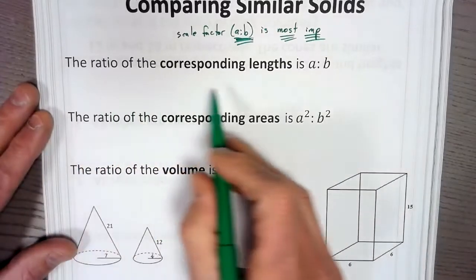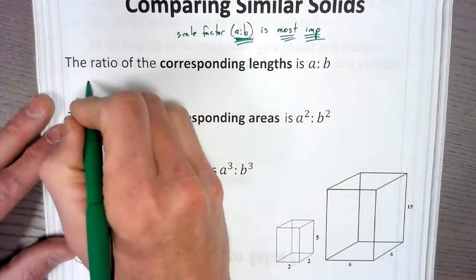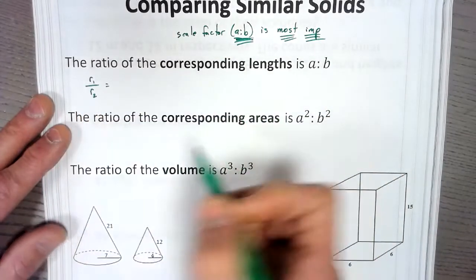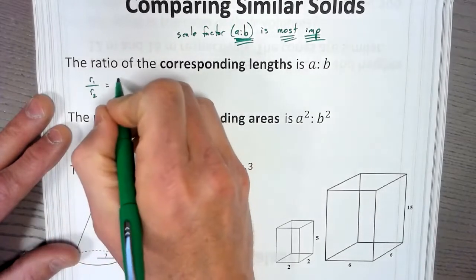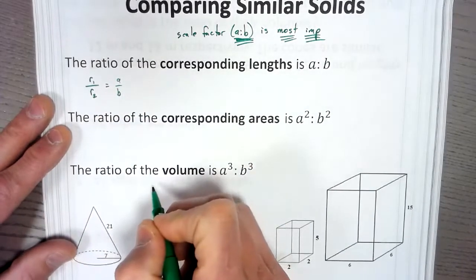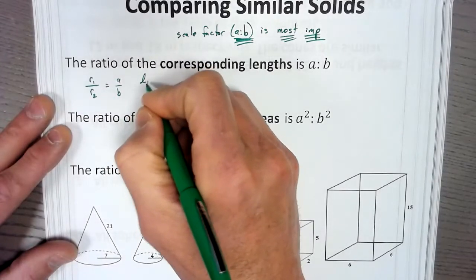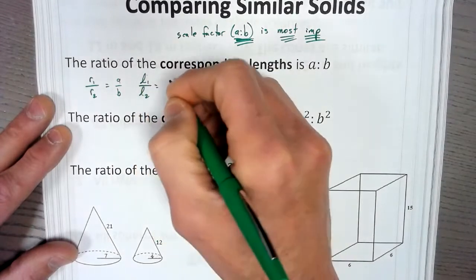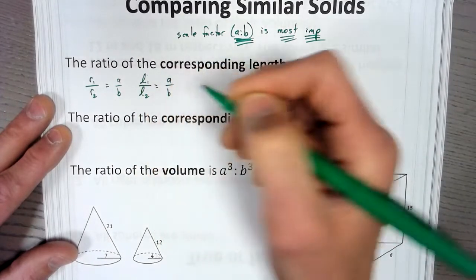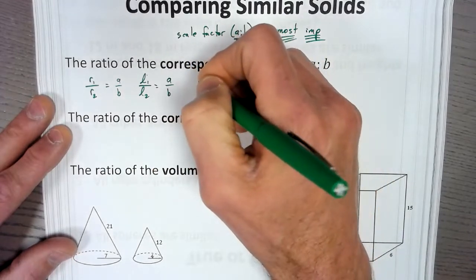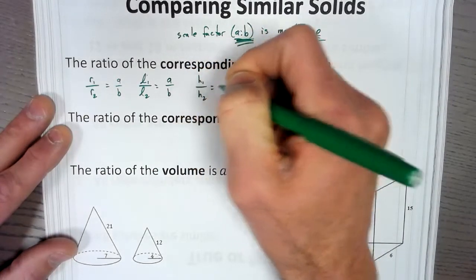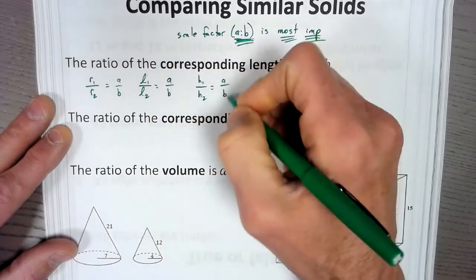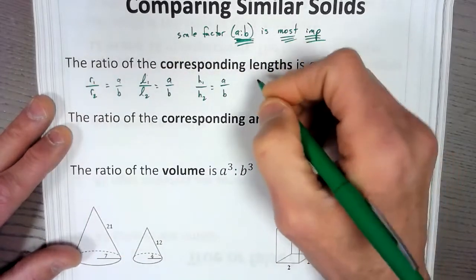Now we've got the corresponding lengths being A to B. So the ratio of the radius of 1 to the radius of 2 is going to equal A to B. Then we also consider that the slant height of 1 compared to the slant height of 2 is also the same as A to B. We have the height of the first and the height of the second. They're similar figures, so that's also A to B. So you're noticing lengths are all the same as the scale factor here, right?